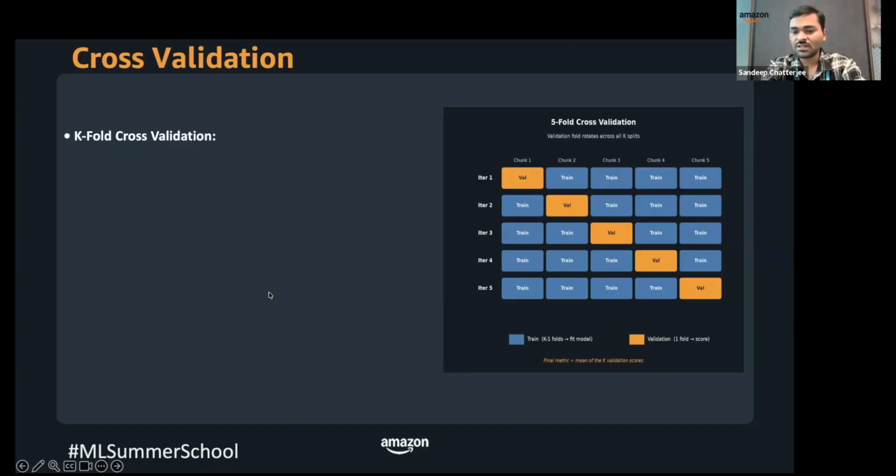K-fold cross validation is a rotation strategy. The idea here is simple but powerful. Instead of splitting our data once, we divide our entire data set into k equal chunks, or folds. So if k is 5, we have 5 chunks. We train our model on 4 of those chunks and use the one remaining chunk as our validation set. Then we rotate and repeat this process 5 times, so that every single chunk gets to play the role of our validation set exactly once. You can see in this picture, we have 5 chunks and 5 iterations, and our final score is just the average across all 5 runs.